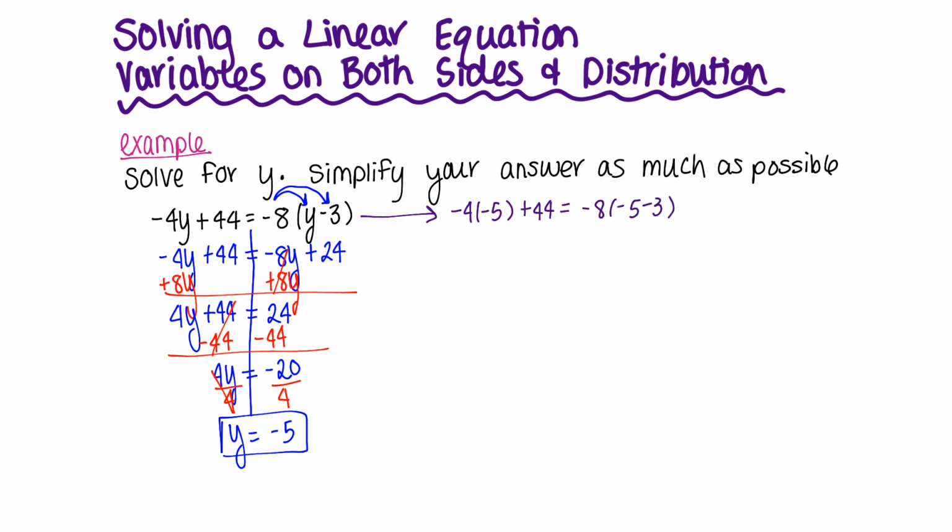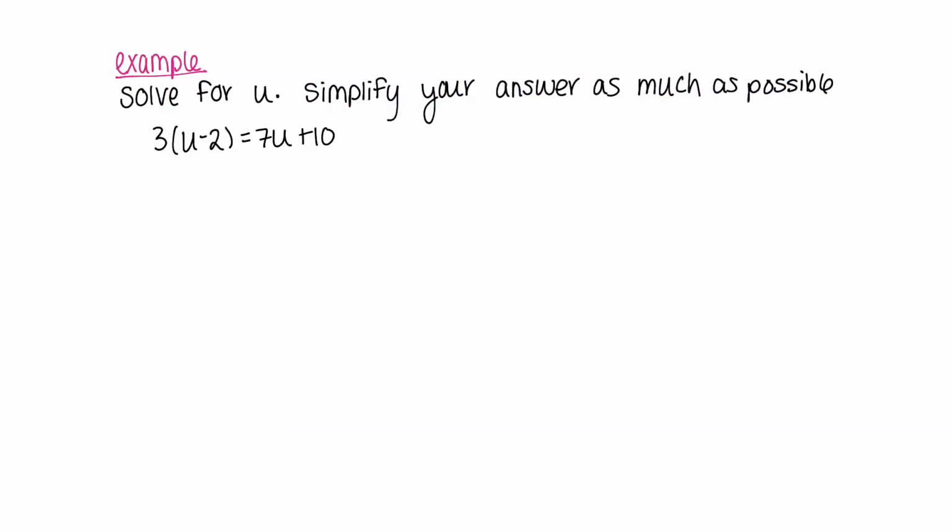Now you could put this in your calculator, but I'm just going to go ahead and do it by hand. Negative 4 times negative 5 is positive 20, plus 44 equals, I'm going to simplify within the parentheses first, so negative 5 minus 3 is negative 8. 20 plus 44 is going to be 64. Negative 8 times negative 8 is 64, so both sides are the same. Therefore, our answer is correct. Let's go ahead and do another problem.